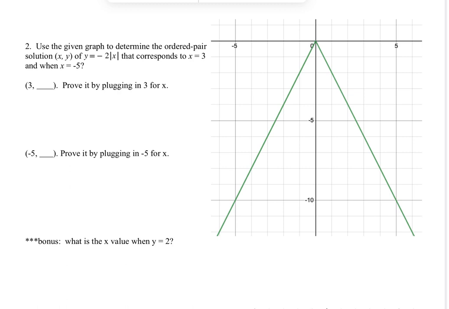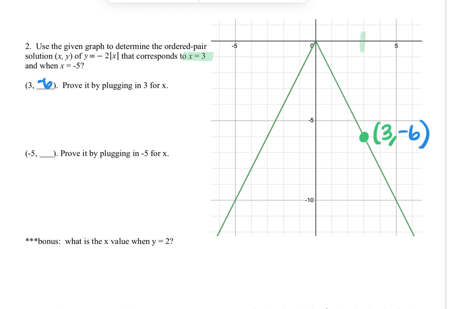But here, we're going to look at -2 times the absolute value of x. So it's this upside down v. And we're going to look at, well, what happens when x is 3? So we're going to find where x is 3, and x is 3 over here. So we need to find the point. x is 3. Well, what is y? y looks like it's -6. So it says, prove it by plugging in 3 for x.